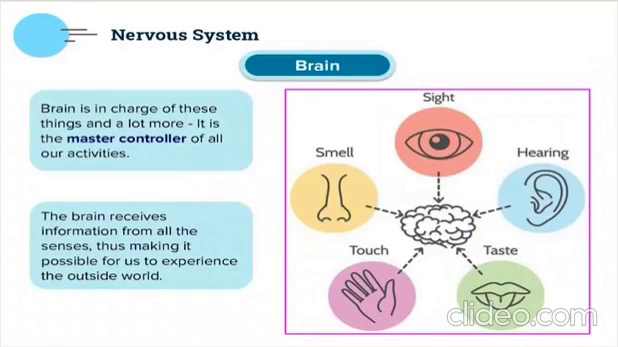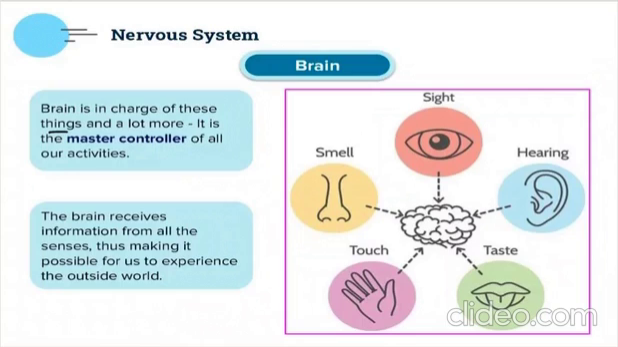Now, how does it happen? When I talk about that, the brain comes in the picture. We know the brain is the master controller. The brain is the organ which is in charge of these things and a lot more things. It controls our five senses, and we get to do all the activities by the brain. That's the main center, the headquarter.